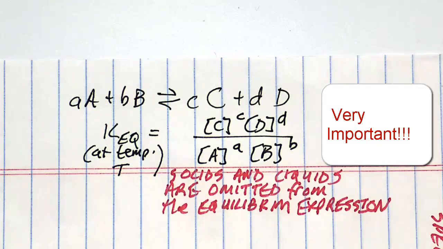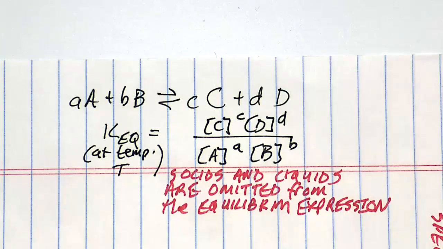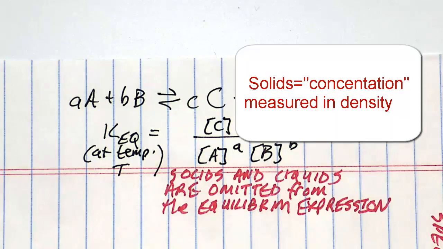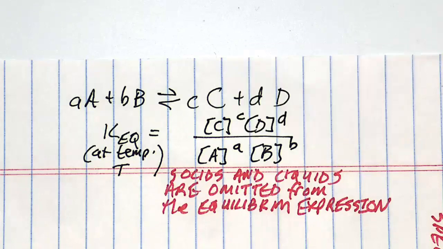Now, there's a reasoning behind omitting solids and liquids in this equilibrium expression. Solids usually are not expressed in concentration units. There's no such thing as molarity of lead, which is a solid. There's no such thing as molarity of silver. Solids are usually measured in terms of density, so that's an accurate representation. It's an accurate quantity of a solid, not molarity, but density. So solids do not get put into the equilibrium expression.